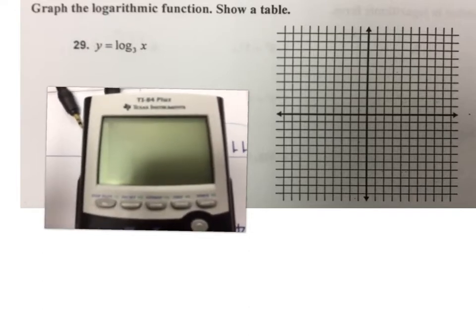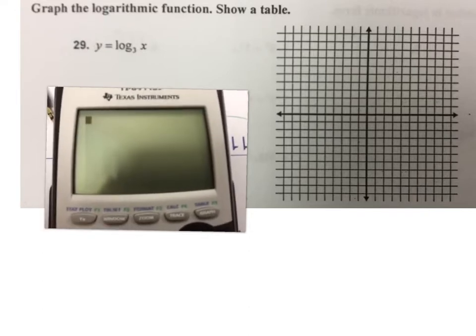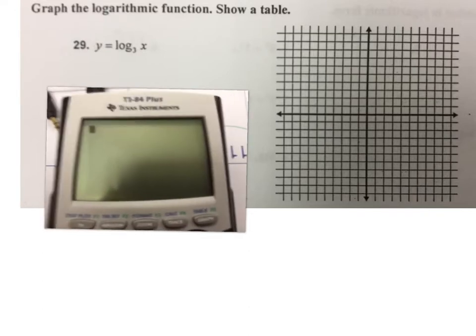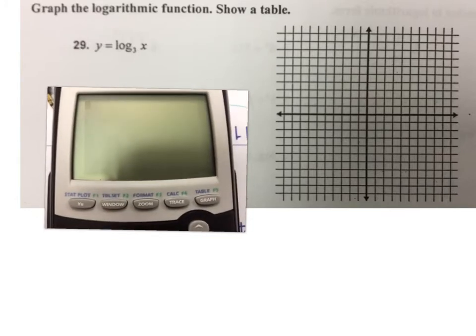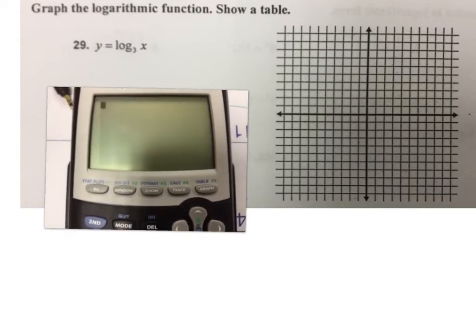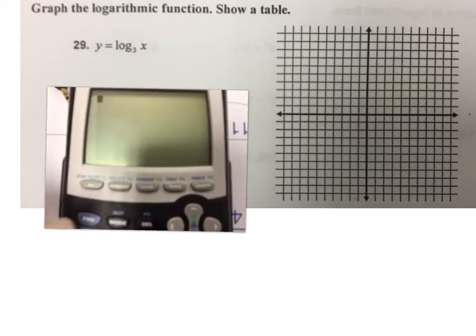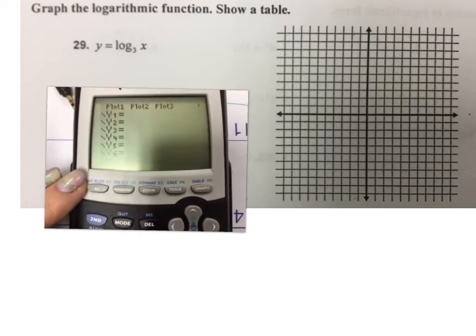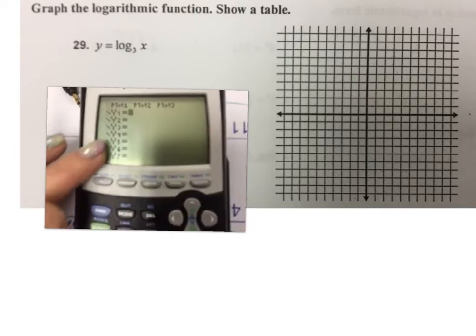Okay, the next part of your worksheet asks about the graph of a logarithmic function. It says y equals log base 3 of x, and it wants us to graph and show a table. So what I'm going to do is use the calculator to aid me in graphing. Go to y equals to graph an equation.